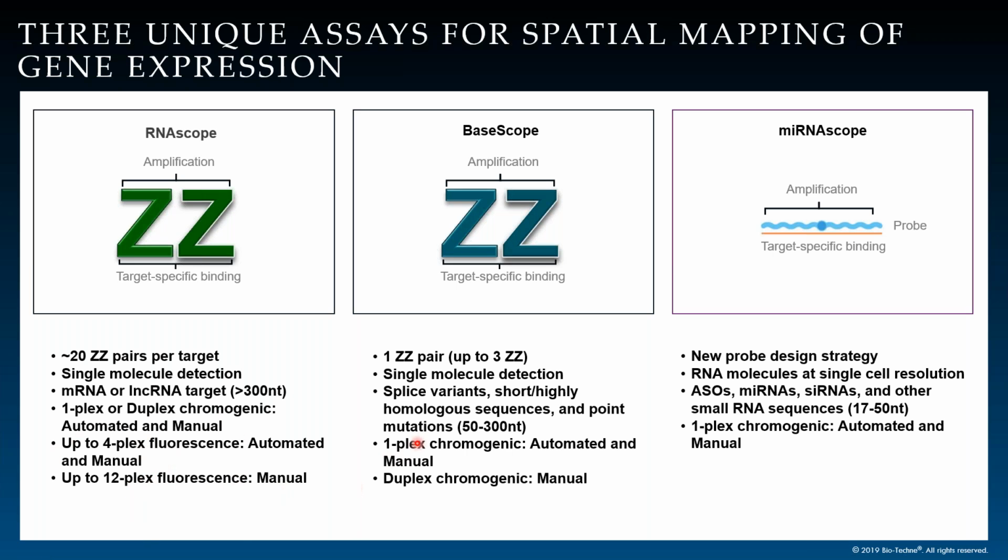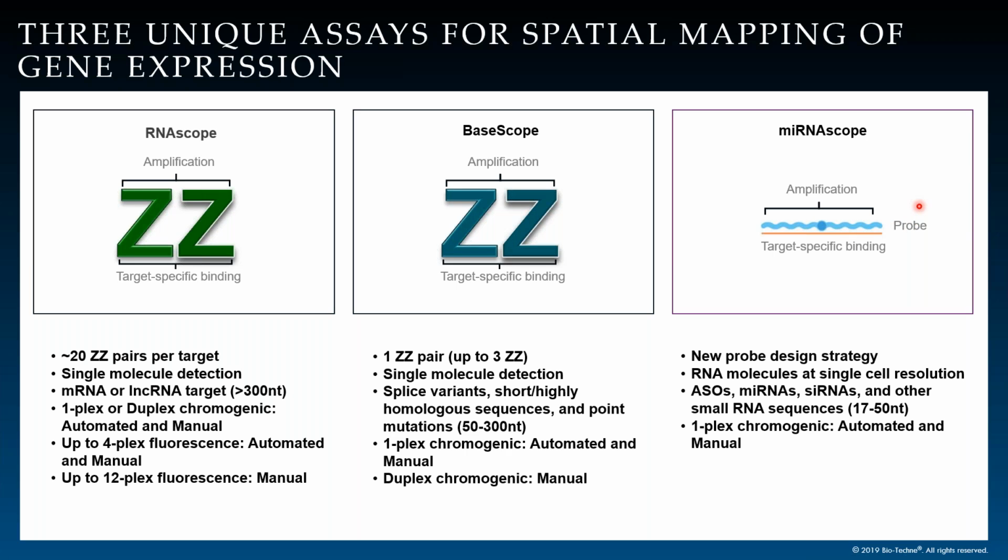On the other hand, we have our two more niche assays, the BaseScope and microRNAscope assays, that are specialized for certain types of targets. For example, our BaseScope assay, which is going to be the focus of today's presentation, is mainly for detecting targets between 50 to 300 nucleotides in length. We design the probes for this assay as either 1 to 3 ZZ probes. Again, this assay is available in both manual and automated formats, but currently we allow only one-plex or duplex assays in this BaseScope technology.